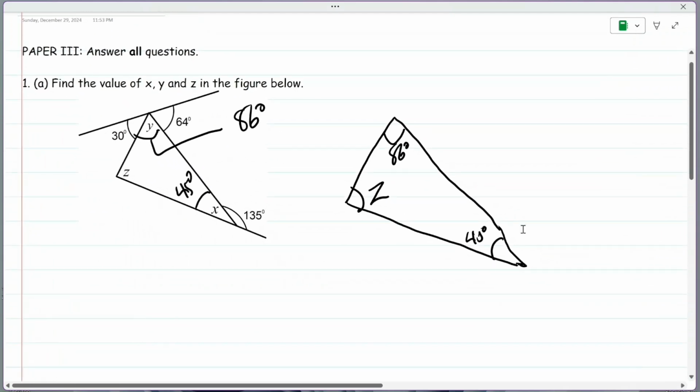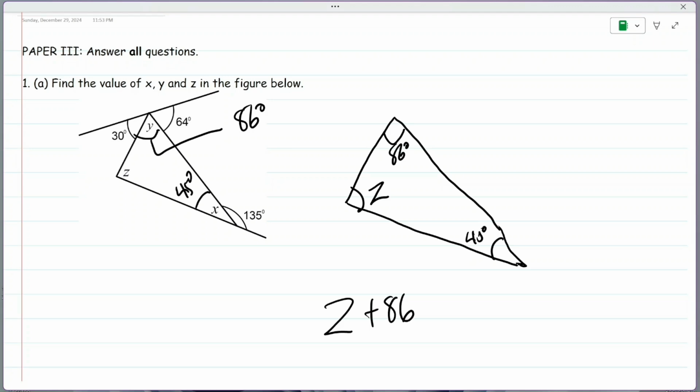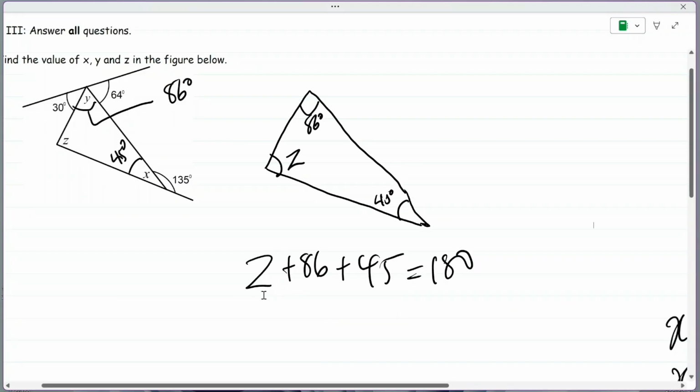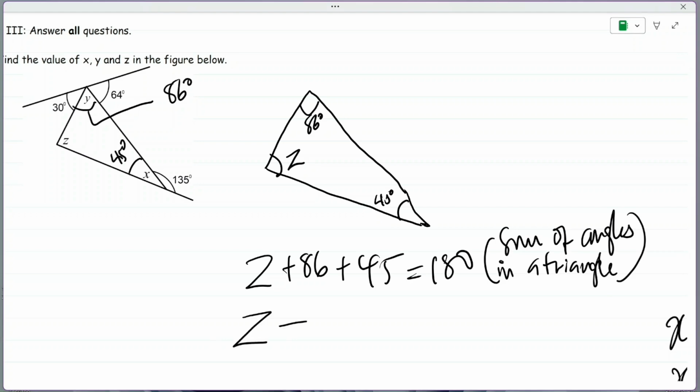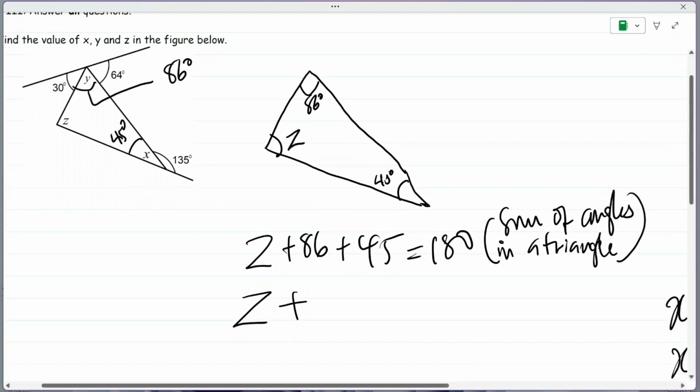And you know the sum of angles in a triangle is 180. That means z plus 45 degrees plus 86 degrees should equal 180. So we have z plus 86 plus 45 equals 180. And the reason why the three angles sum up to 180 is sum of angles in a triangle. On the next line, we can say z plus 86 plus 45, which is 131, equals 180.